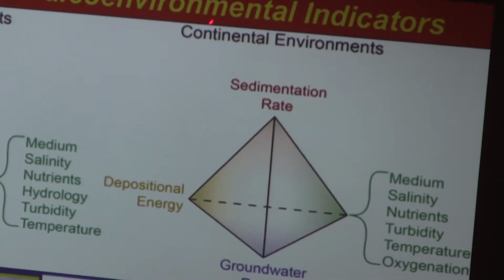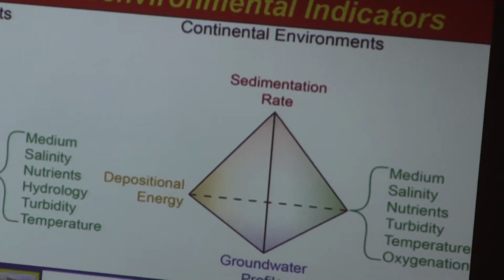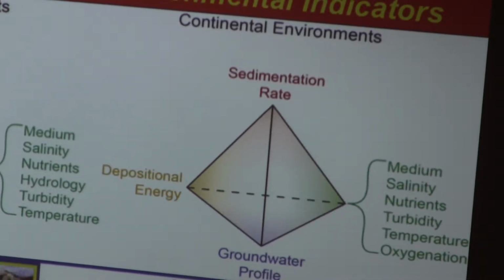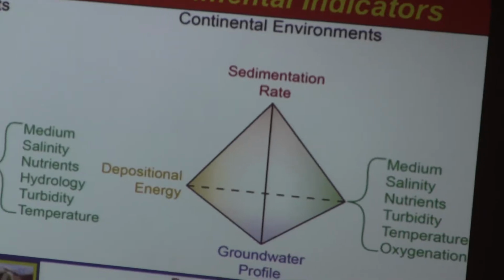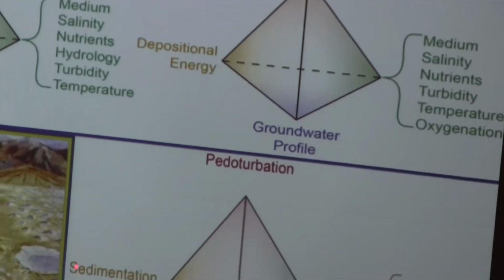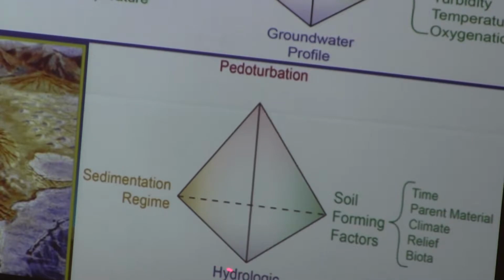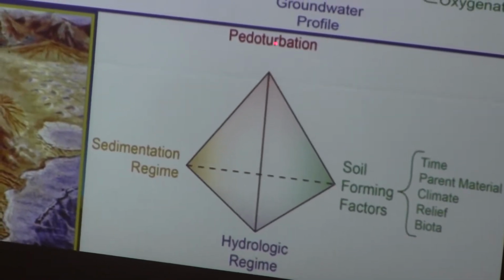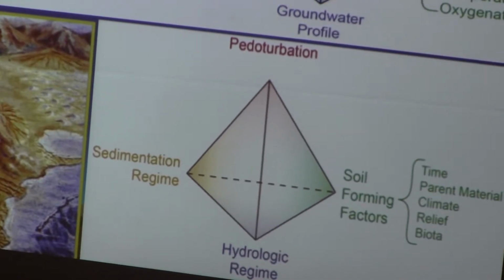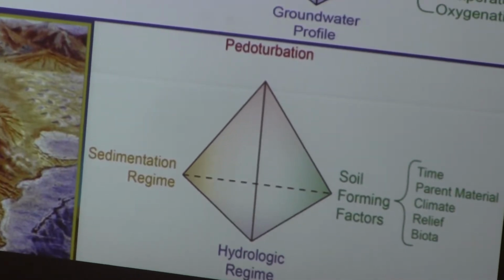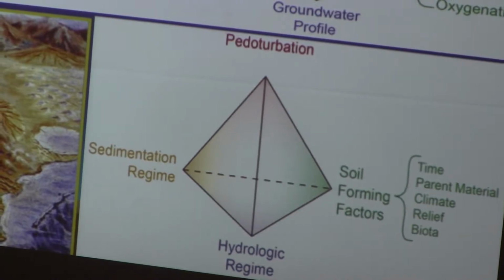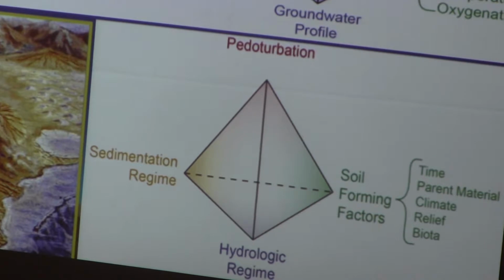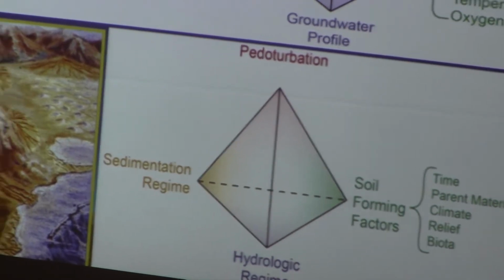All right, and what's important about the continental setting is that that's where soil formation takes place. And that subaerial exposure is affected not only by the sedimentary environment that it's in and the hydroclimate, but by the amount of mixing by animals and by separate physical processes, and of course those soil forming factors: climate, organisms, relief, parent material, and time. All right, so pretty strong factors.